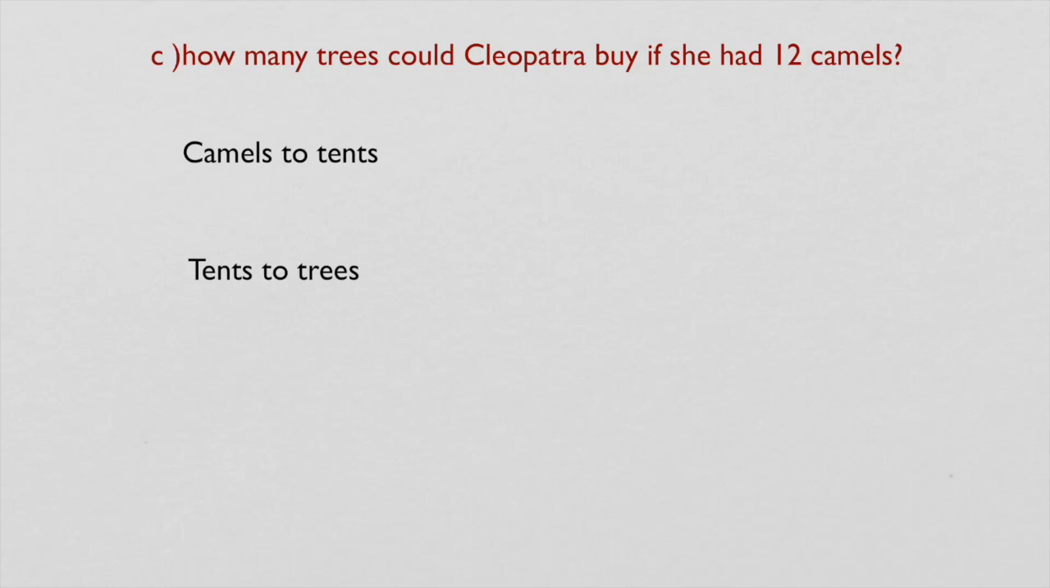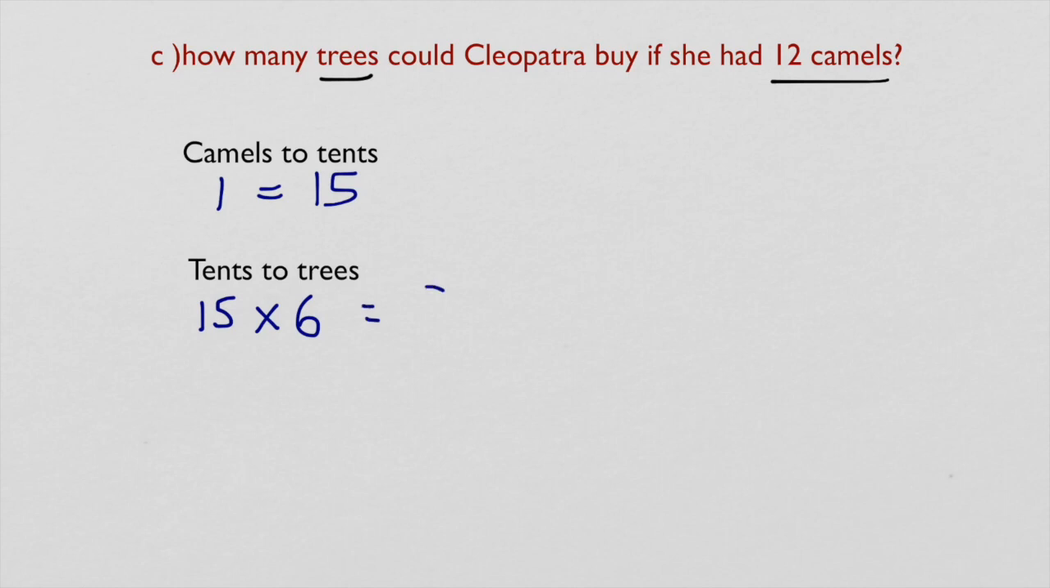And a bonus part C, lucky you. This is a very common question where we have to do 2 steps now to get our answer. So the question is, how many trees could Cleopatra buy if she had 12 camels? So for this, we have to convert camels into tents and then tents into trees to get our answer. Okay, so how many tents is worth 1 camel? So 1 camel equals 15 tents, and then 15 tents into trees, I have to do 6 times 15, and that equals 90. So overall, 1 camel equals 90 trees.